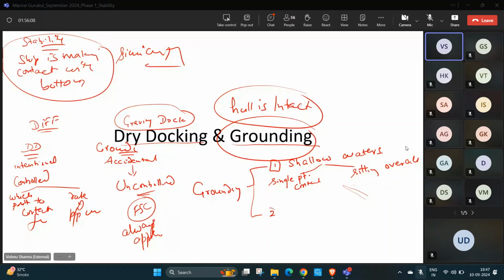Else, she could be grounded on an isolated reef or rock in deep waters. When it is an isolated reef in deep waters, you don't have a chance of the vessel sitting overall. The vessel will always be on single point contact. This is the simplest of all the problems.